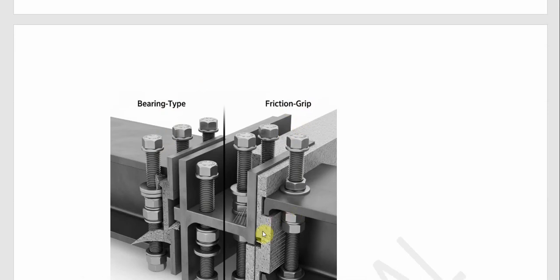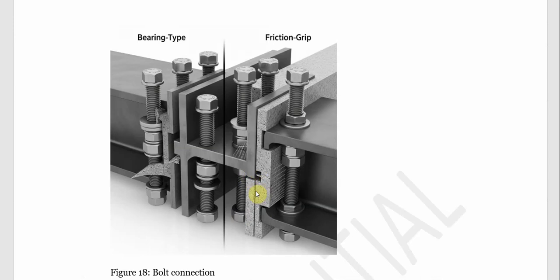If you look at it very well, they look almost very similar, but in terms of strength one is stronger than the other. In the friction grip type, this diagram will not show that one very well, but it's stronger. This one is stronger than this ordinary bearing type.